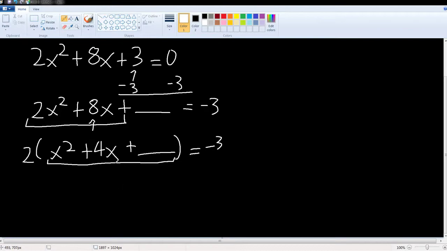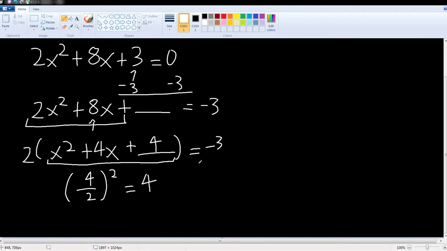Now the next step is to look at this middle number, this 4x, and we have to look at the coefficient. The coefficient is the number that's next to the variable. So the number is 4, right? Next thing we do is we need to divide it by 2. And whatever that number is, we want to square it. So 4 divided by 2 is 2. 2 squared is 4. And the next thing you want to do is have this number be filled into the blank.